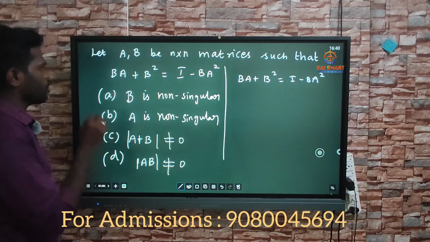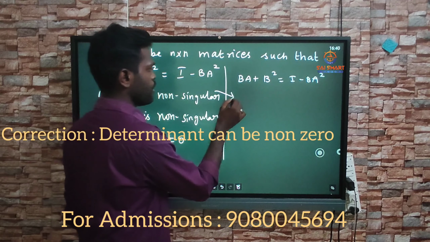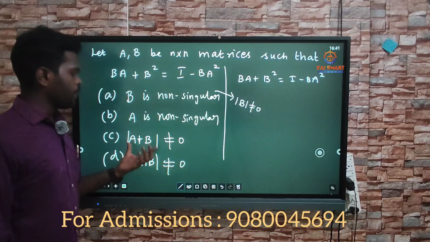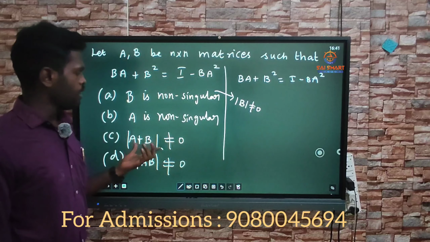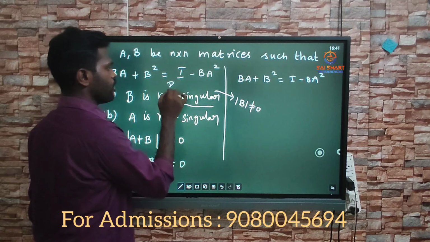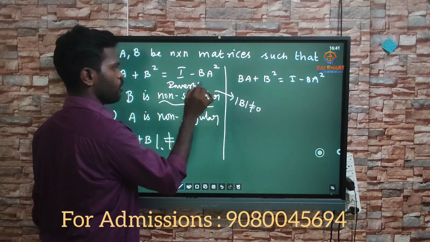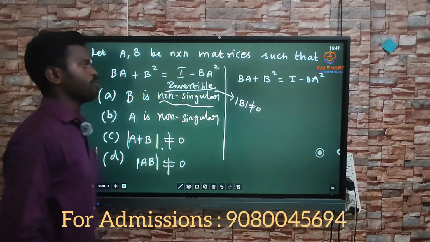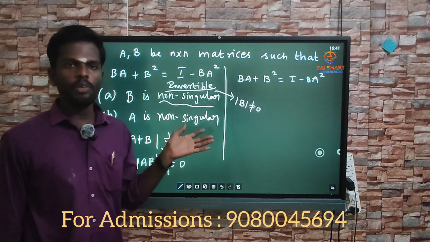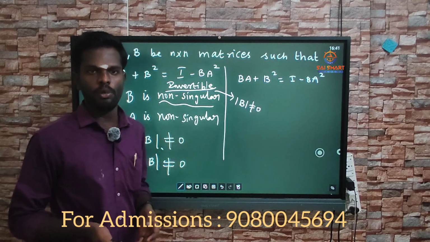We know the fact: non-singular means the determinant is non-zero. So if the determinant of B is non-zero, in the sense B is non-singular. Another word for non-singular will be invertible. You have to know these words. Another word for a non-singular matrix is invertible, and vice versa, singular matrices can be called non-invertible matrices.